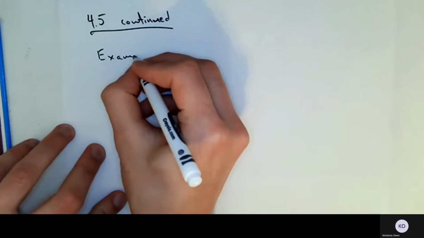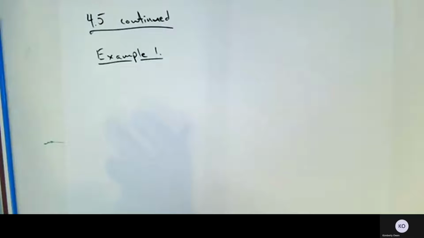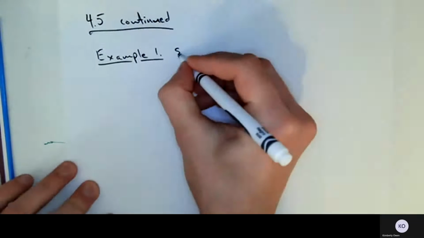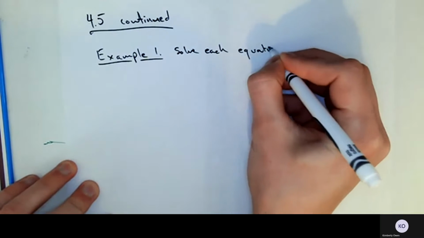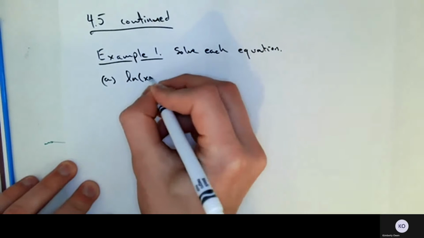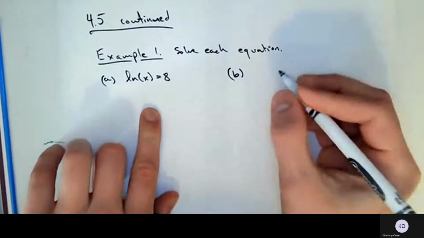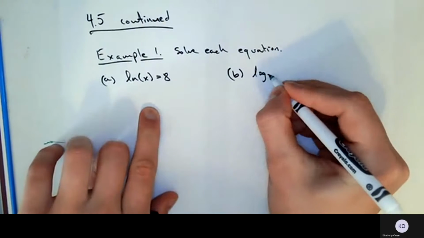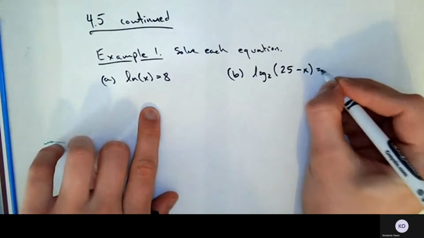so I'm going to call this example 1 today, that at some point you're going to be raising it to some power to cancel out the log. So for instance, if I say ln of x is equal to 8, there's a log equation, and then let's say log base 2 of 25 minus x is equal to 3.